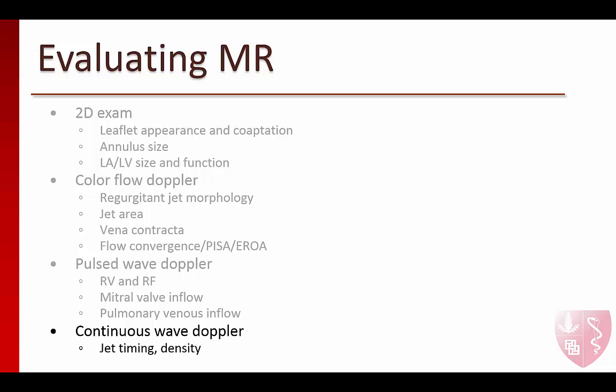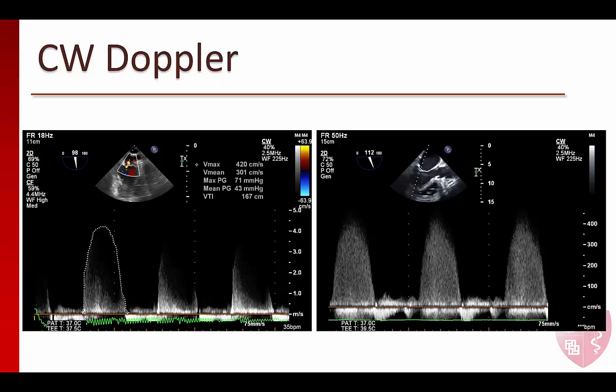Finally, let's look at how we use continuous wave Doppler to evaluate MR. The continuous wave signal is obtained by placing the sample line through the regurgitant jet. Notice that the waveform is in the opposite direction from the pulse wave assessment. Here we are measuring the regurgitant flow instead of the antegrade mitral flow. The appearance of the CW signal is useful in determining the severity of MR.